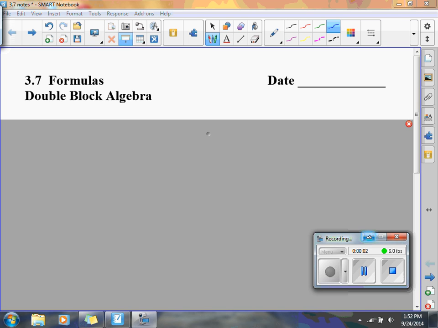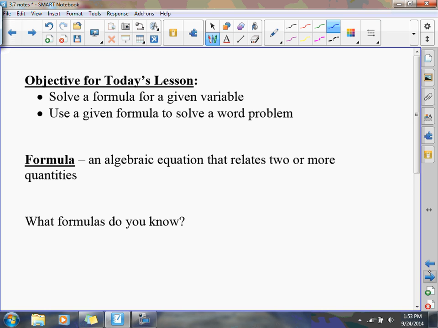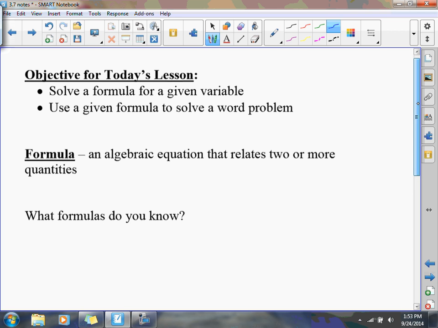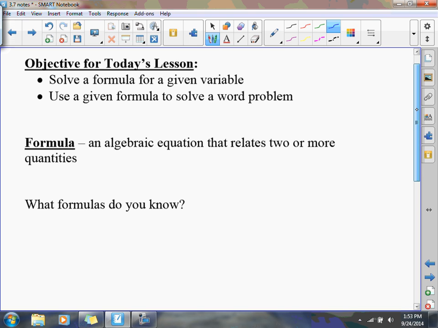Welcome to Mrs. Neller's notes for her double block algebra class. These are the notes for section 3.7 entitled Formulas. And today we're going to solve a formula for a given variable. And then we're also going to use some formulas in application settings in word problems.